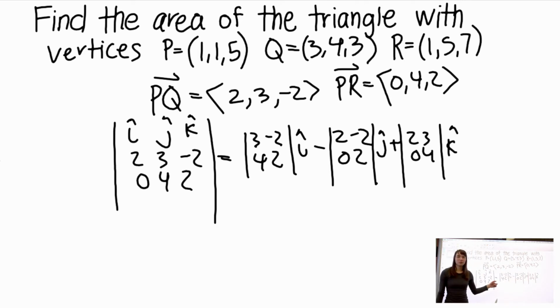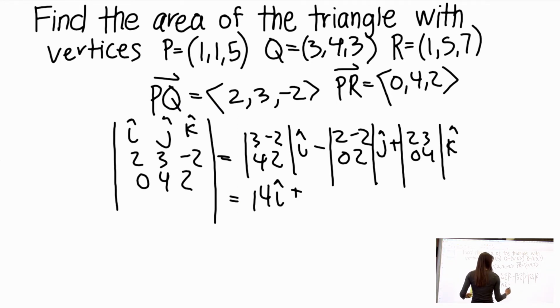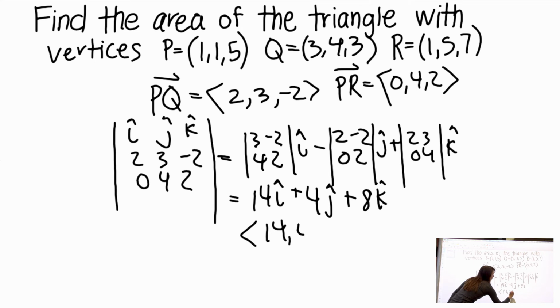Now we take the determinant of each of these 2 by 2 matrices. So for example, this one would be 3 times 2 is 6, minus negative 2 times 4, which is negative 8, so we have 6 plus 8, which is 14. So this is going to be 14 i hat plus 4 j hat plus 8 k hat. You can also write it in vector form, 14, 4, 8.